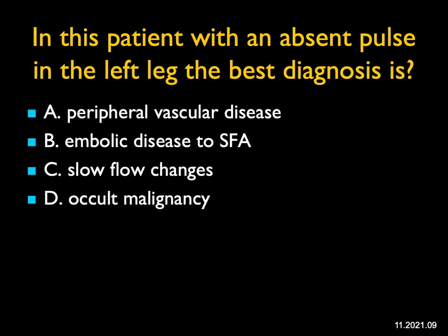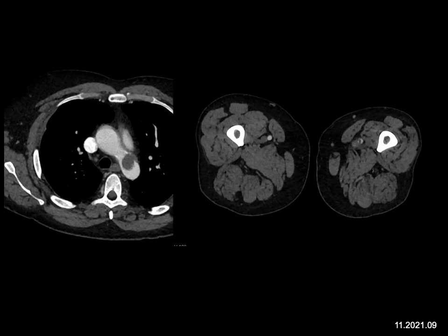In this patient with an absent pulse in the left leg, what's the best diagnosis? Well, when you look at the left leg, you can see the superficial femoral artery is nearly occluded. Then you look at the image of the aorta I showed you, there's a big thrombus there. So when you look at the patient's vessels on the right side also, this is not a classic case of simply peripheral vascular disease. It's not flow changes. It's too high up. There's good injection. And it's not an occult malignancy.